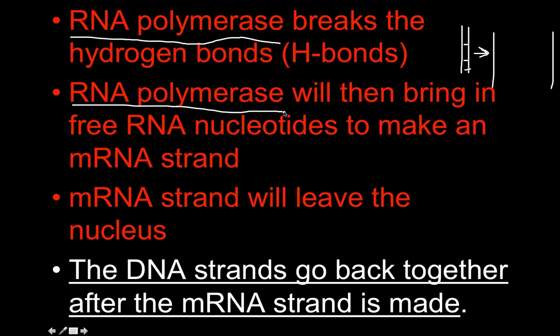RNA polymerase, the same enzyme, will bring in free-floating nucleotides to make the mRNA strand. Just like in the last slide where we showed you, RNA polymerase will bring in free-floating nucleotides of RNA to make an mRNA strand. And again, remember that's just on the DNA template strand. After that happens, the mRNA strand will leave the nucleus by itself. When the mRNA strand leaves the nucleus, then the two DNA strands will come back together as though nothing happened.